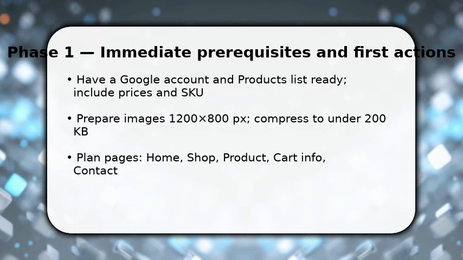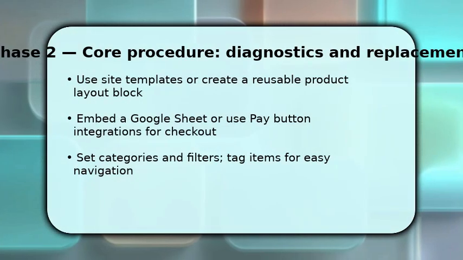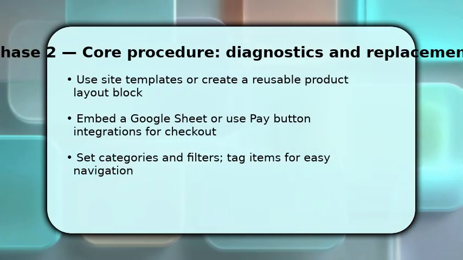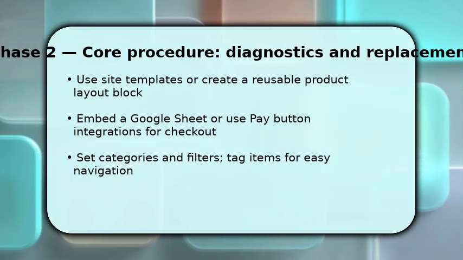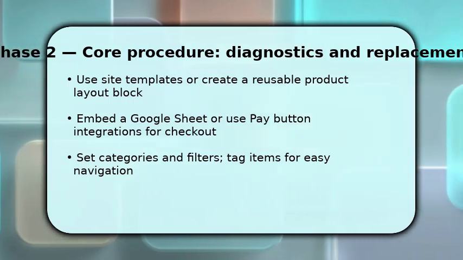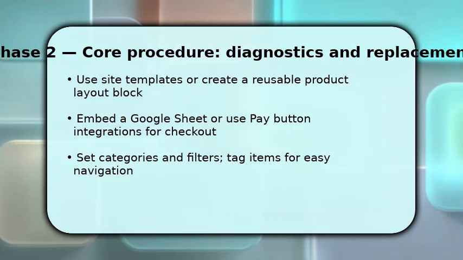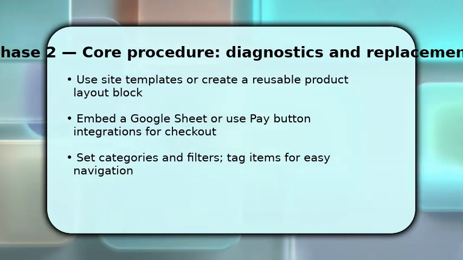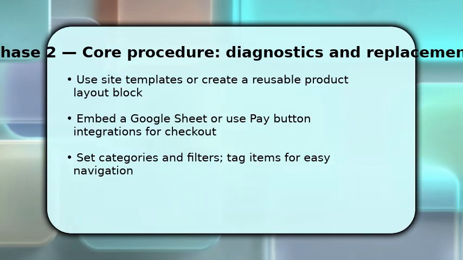Next, you construct the middle of the site where sales happen. Create a reusable product block with image, title, price, and description. Duplicate it for each item. Embed a Google Sheet to manage inventory and link pay buttons or third-party checkout like PayPal. Make sure to test a $1 transaction.